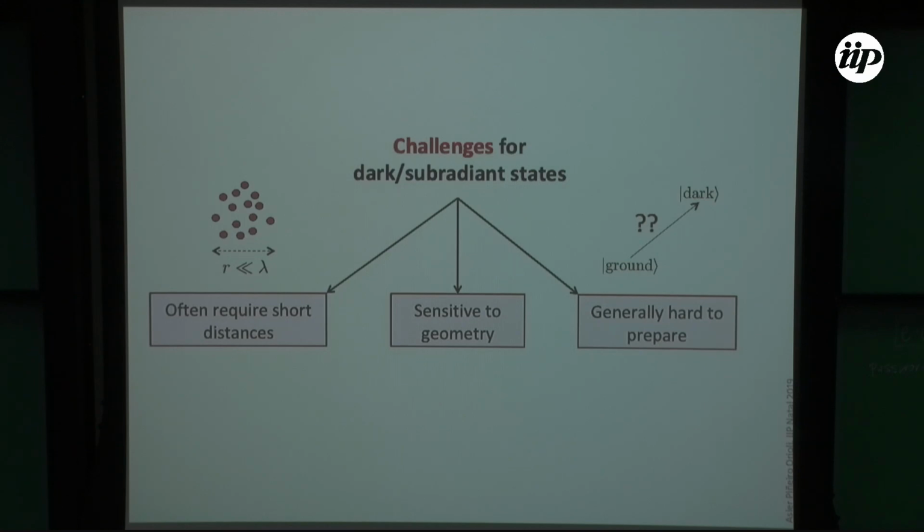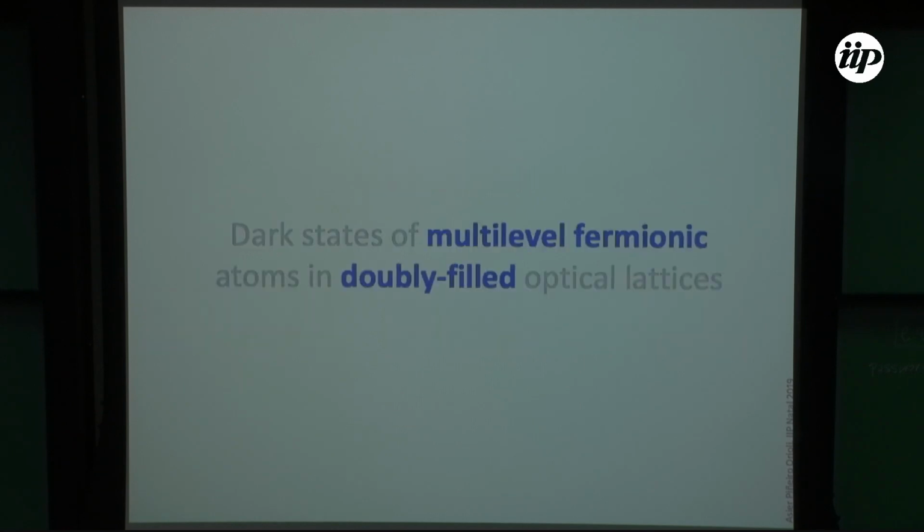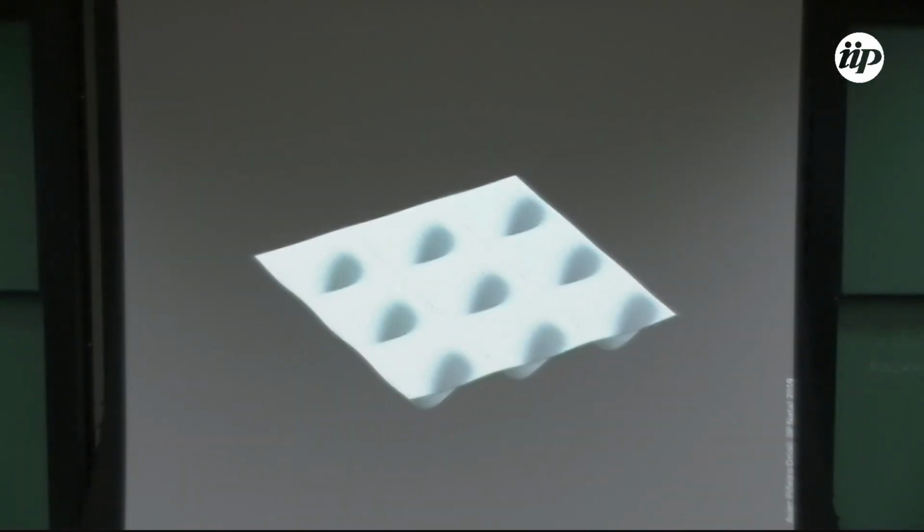So here in this work, we propose a new approach for generating subradiant states, which we think can circumvent some of these issues, and it is based on three things: on having multi-level atoms, using fermion statistics, and having two atoms per lattice site. So let me go through this in more detail. So we are thinking of having an optical lattice, for example, in 2D, 3D, or whatever geometry you want.